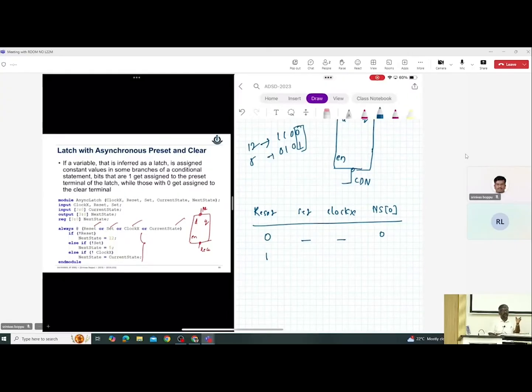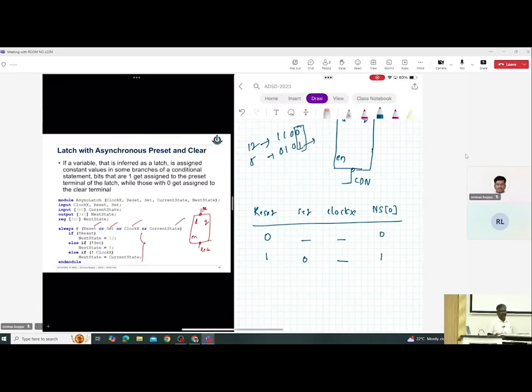After reset, if the set equals 0, I do not even look at the clock X; it does not matter, like the dash means it could be 0 or 1. But in this case the reset should be 1 and the set should be 0, and again the clock X could be 0 or 1, it does not matter. So what will be the output? It is a 1, no?